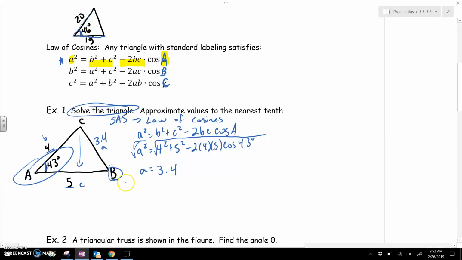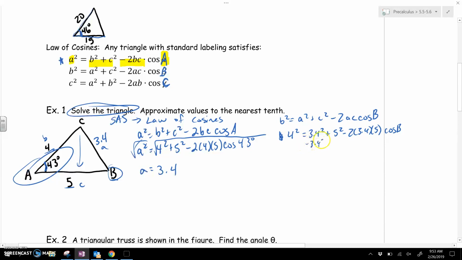If I want to find angle B next, then I would use b squared equals a squared plus c squared minus 2ac cosine of B. I know my b is 4, so I'd have 4 squared equals a squared, which is 3.4 squared, plus c squared, which is 5 squared, minus 2 times 3.4 times 5 cosine B. We actually have to be pretty good at our math.